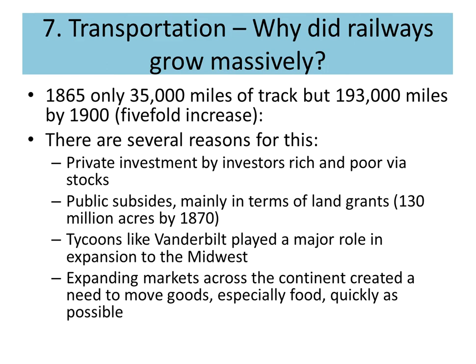So here's a few stats for you. In 1865, there were only 35,000 miles of track, but by 1900, there's a five-fold increase. Almost 200,000 miles of track are laid, and there are lots of reasons for this. Number one, huge private investment. Investors, rich and poor, pump their money into railways. It's a really good way to increase your personal wealth.